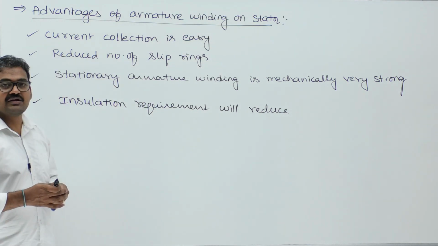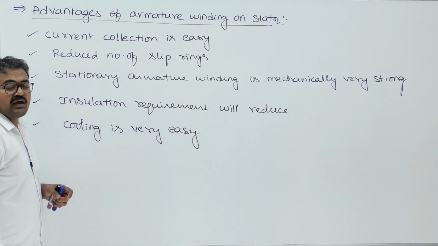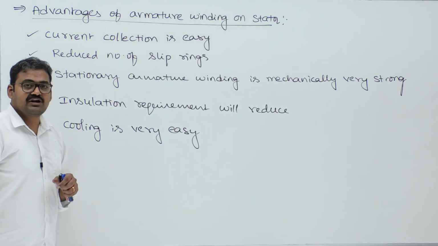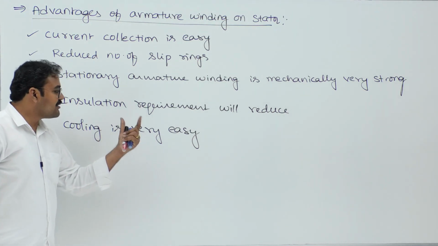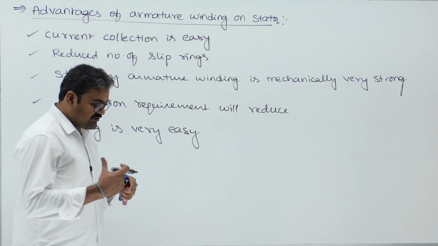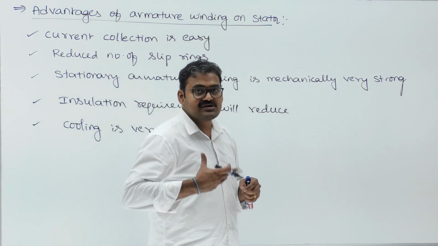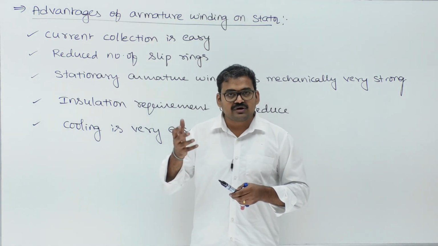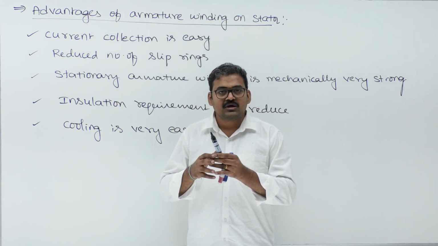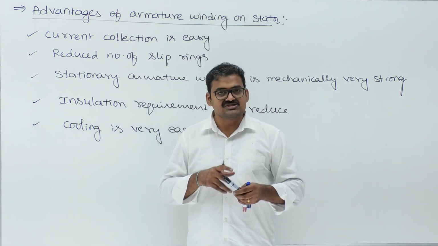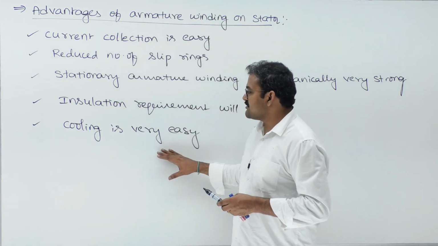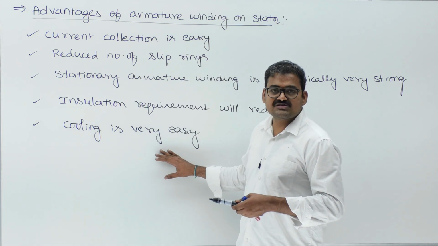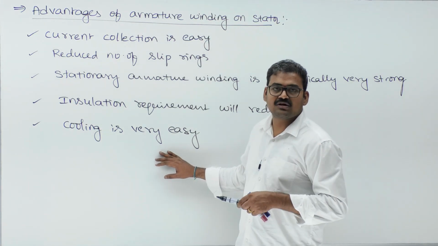Insulation requirement will reduce. Another advantage of keeping armature winding on stator is cooling becomes very easy. We know that whenever you are operating any electrical machine, losses will generate. Because of that, the heat will rise, and in order to reduce that heat, we have to use coolants. The heat has to be dissipated, and that cooling system becomes very easy if armature winding is on the stator part rather than on the rotor part.